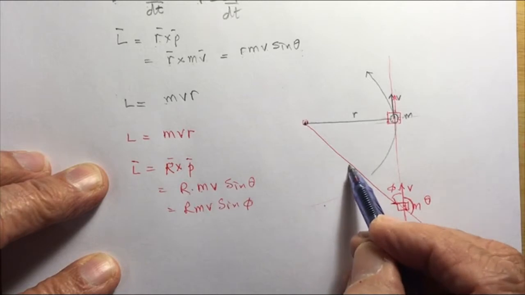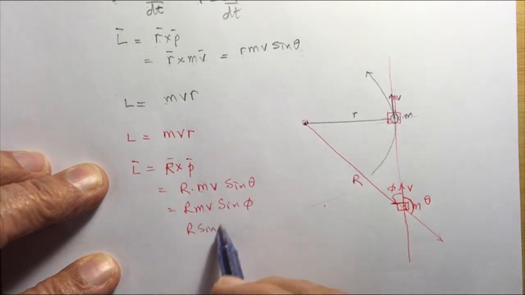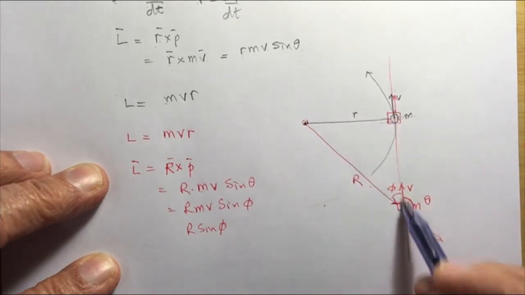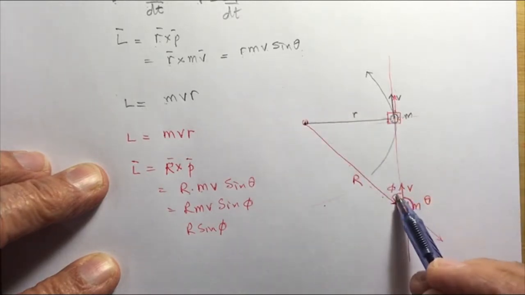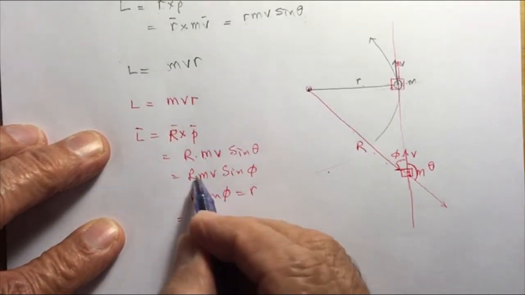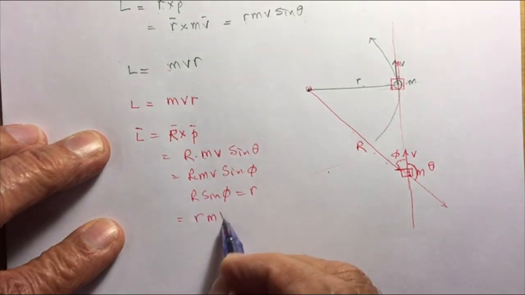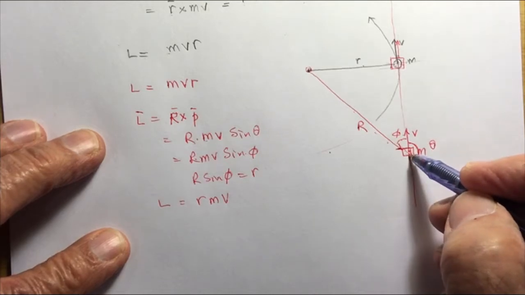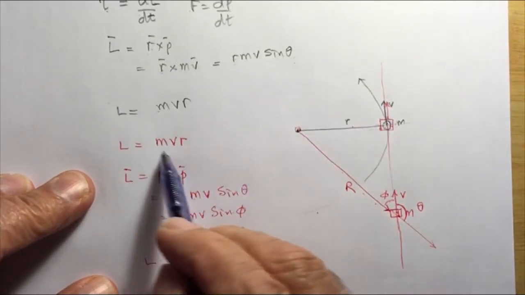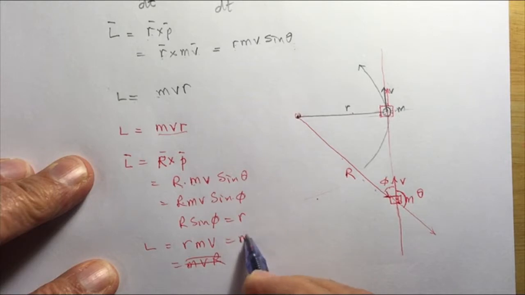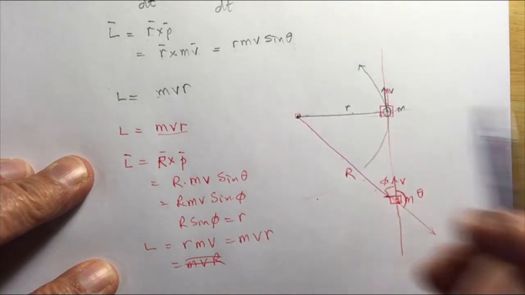Okay, and R sine phi is simply, in this triangle, little r. So this is going to be R m, well, R sine phi is little r, so it's r m v, the angular momentum of this object when it's here. So when it's here, its angular momentum is mvr. When it's here, it's also mvr. Written the same, mvr, not capital R, but this r.